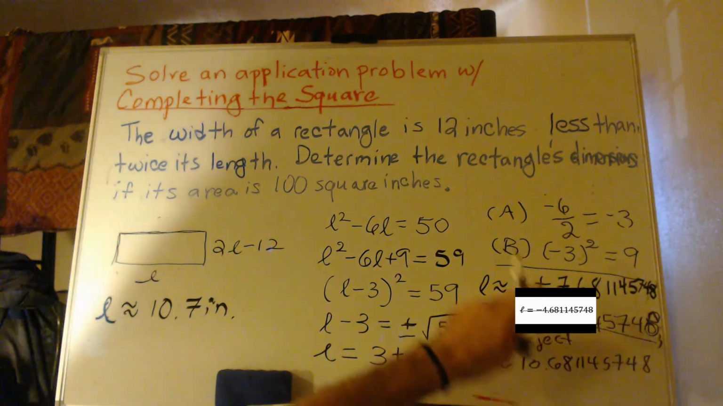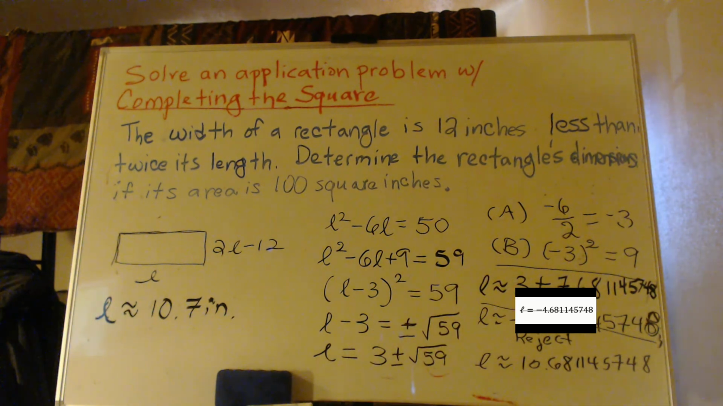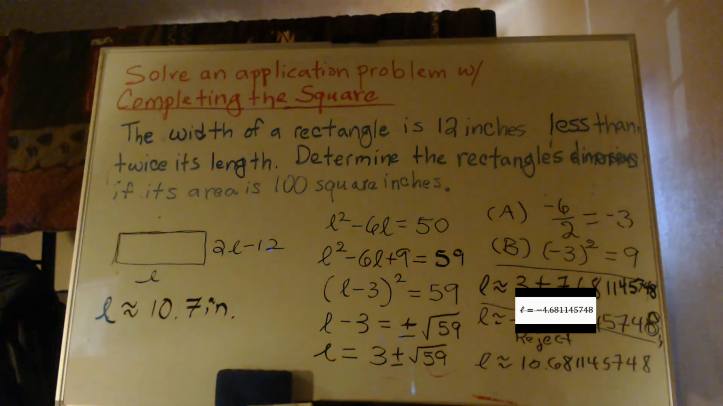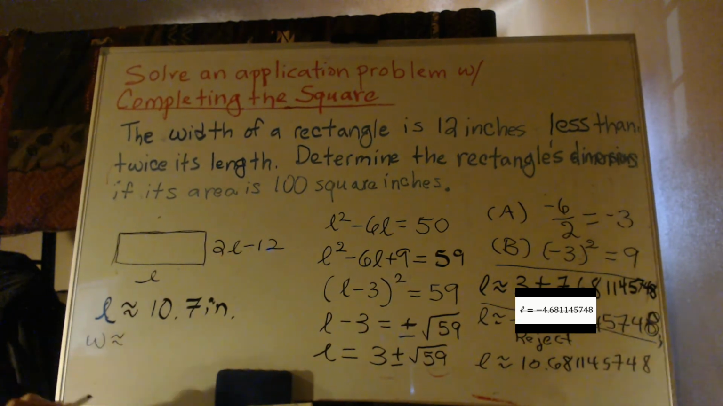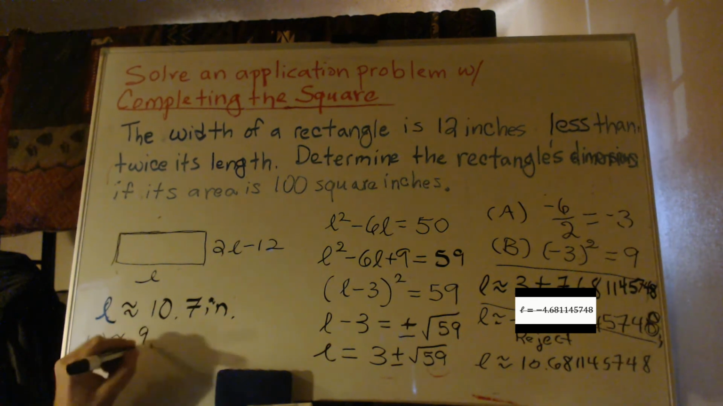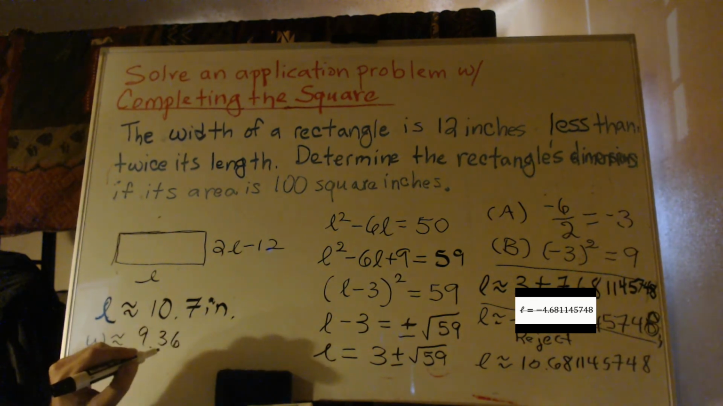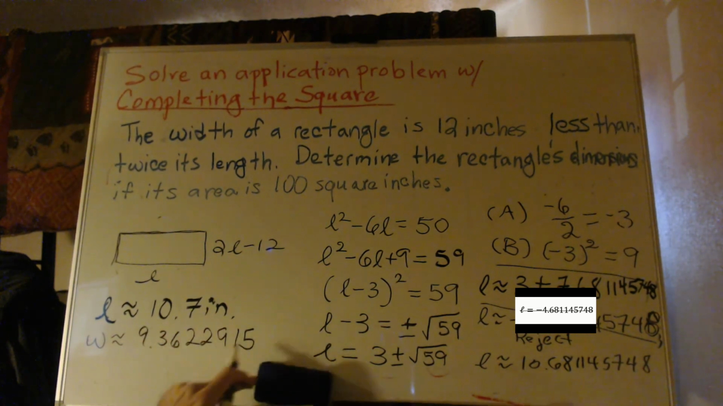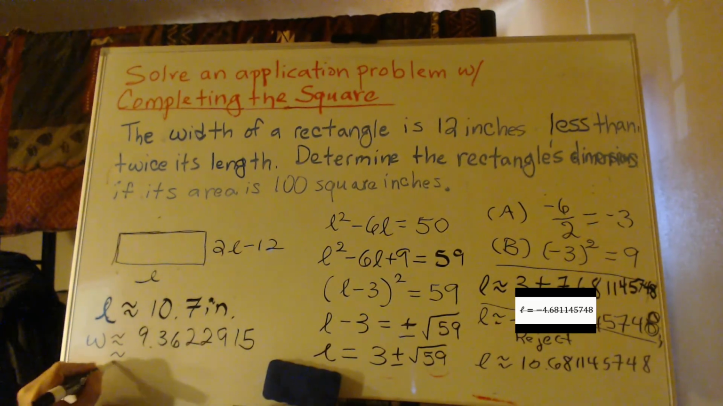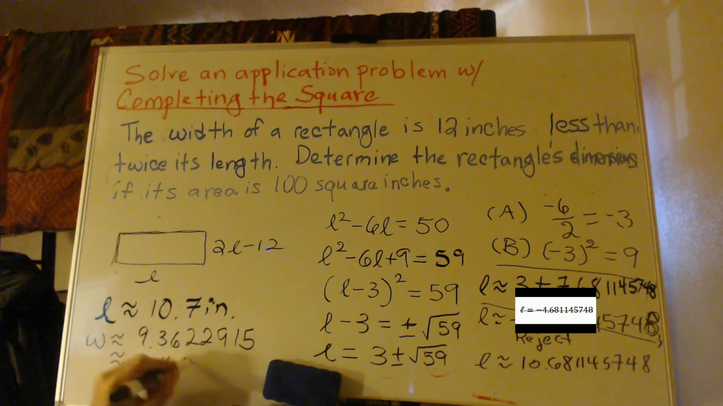So when we take 2 times the 10.68 and subtract 12 from that, multiply first, then subtract, we get that W is approximately 9.3622. If we round that to the nearest tenth as well, it's going to be about 9.4 inches.